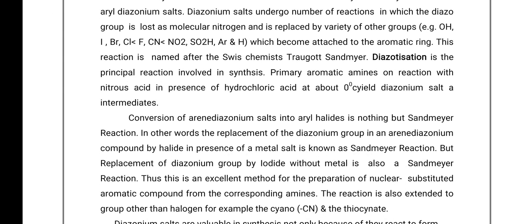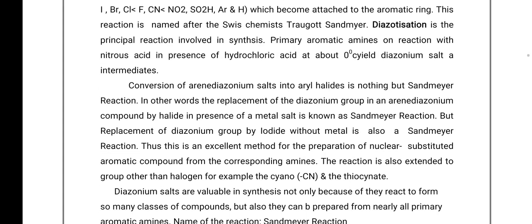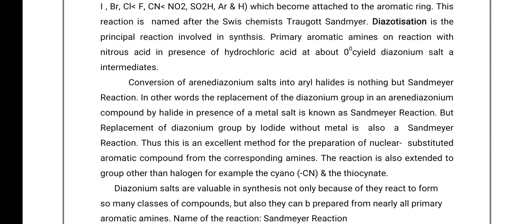Next, diazotization. This is the reaction in which a primary aromatic amine reacts with nitrous acid in the presence of hydrochloric acid to form the diazonium salt. The diazonium salt is the intermediate for this reaction. After formation of the diazonium salt, we are going to convert it into the aryl halide. This is called the Sandmeyer reaction. It means the conversion of the diazonium salt into the aryl halide.